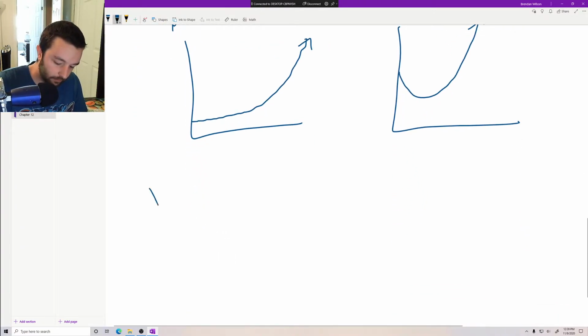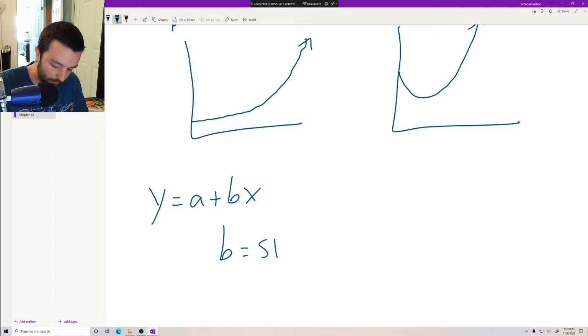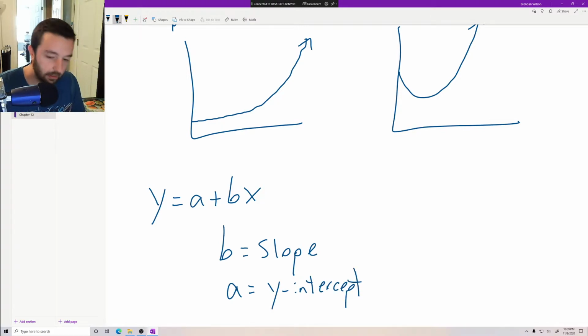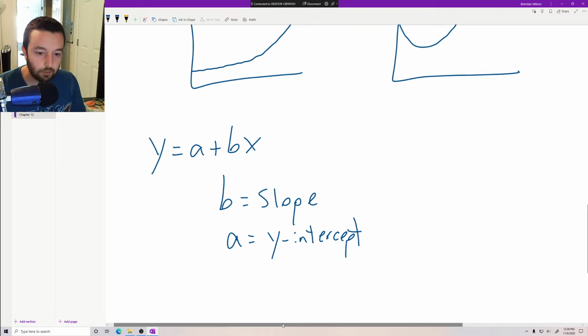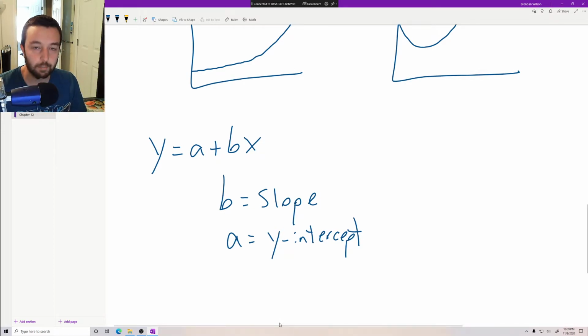So with the y equals a plus bx, b is the slope and a is the y-intercept. Okay. Or if you're using the y equals mx plus b, m is the slope, b is the y-intercept. Okay. I'm just going to use this notation because it's consistent with the book, but feel free to use whichever one you want.